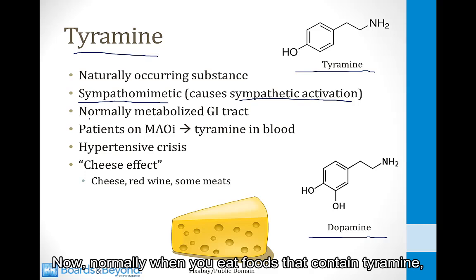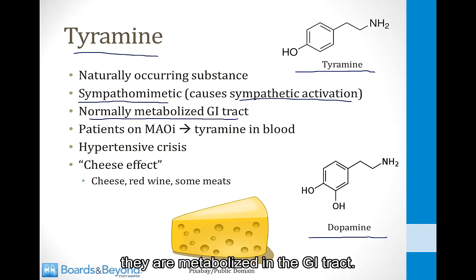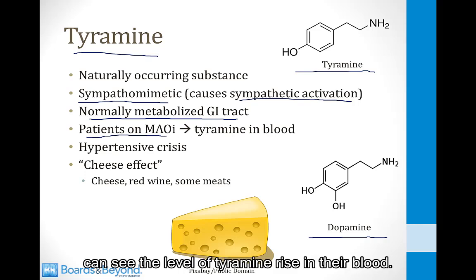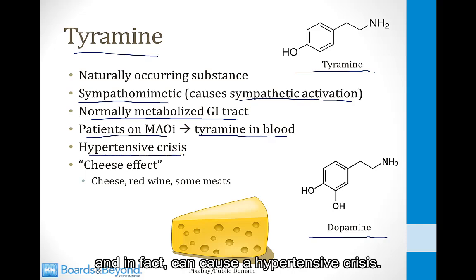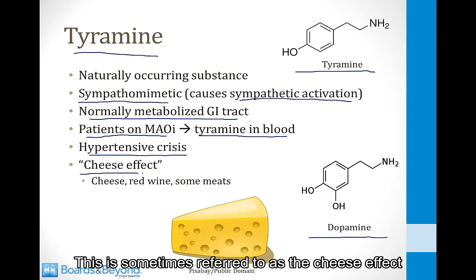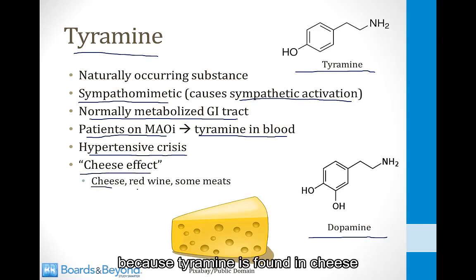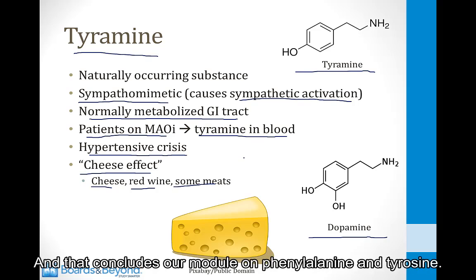Now, normally when you eat foods that contain tyramine, they are metabolized in the GI tract. They are metabolized by the monoamine oxidase enzyme. Therefore, patients on MAO inhibitors can see the level of tyramine rise in their blood. This can raise the blood pressure and, in fact, can cause a hypertensive crisis. This is sometimes referred to as the cheese effect because tyramine is found in cheese and also in red wine and some meats. So patients on MAO inhibitors, especially the ones used for depression, who go out and have a big pizza dinner can find they are in the emergency room with a headache from a hypertensive crisis. And that concludes our module on phenylalanine and tyrosine.